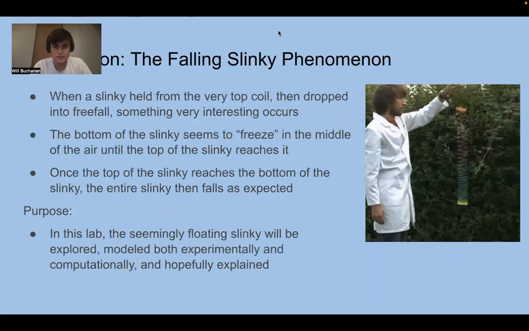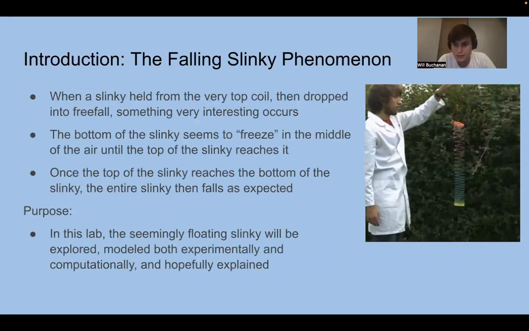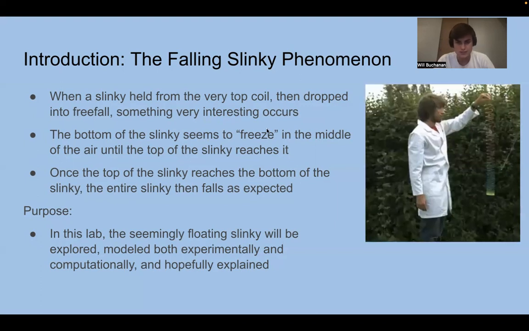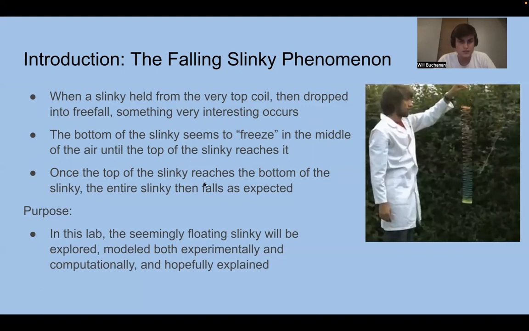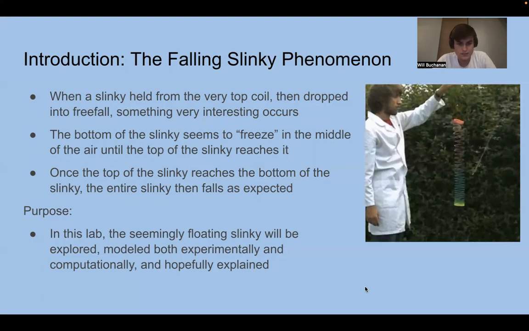When you drop a slinky, something pretty weird happens in that the bottom part of the slinky right here doesn't seem to move at all. It just suspends in the air, and that doesn't look very normal. It kind of looks like it's just stuck there. So in this lab, the floating slinky will be explored, modeled both experimentally and computationally, and hopefully explained.